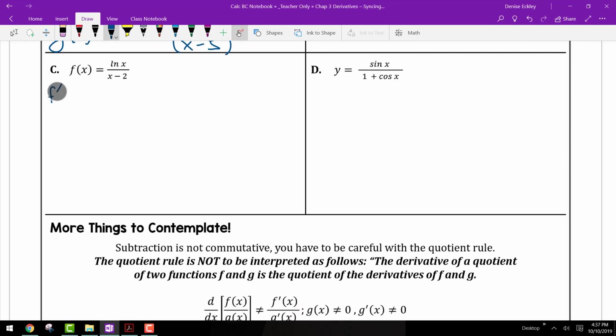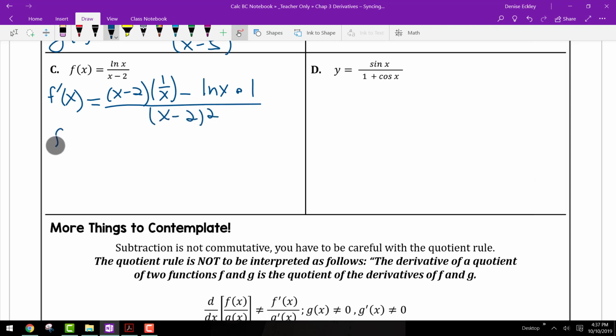So f prime of x is going to equal x minus 2 times the derivative of ln of x, which is 1 over x, minus ln of x times 1. And that's all divided by x minus 2 squared. So what we have here is we don't have too much we can put together, but we have this factor of 1 over x. So how do we get rid of that? Well, what we're going to do is multiply the entire thing by x over x. So that'll cancel that out.